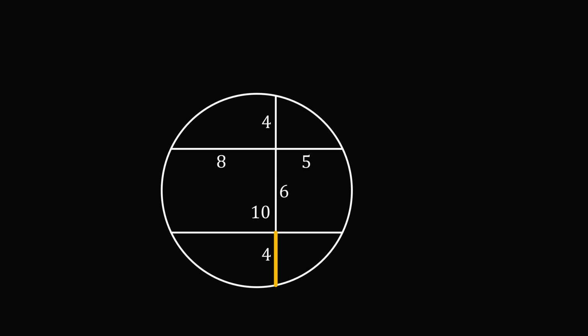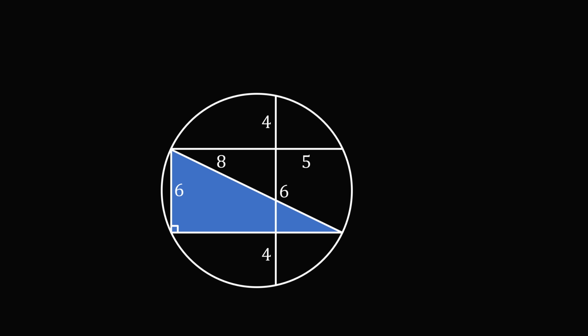The remaining distance will be 10 minus 4, which is equal to 6. We will then complete a rectangle. This length will also be equal to 6. Now, since we have a rectangle, we have a right angle here, and that means these two chords will subtend the diameter of the circle. So this chord will be a diameter of the circle, and its length will be equal to 2r.